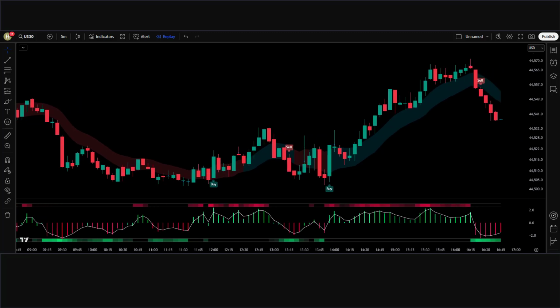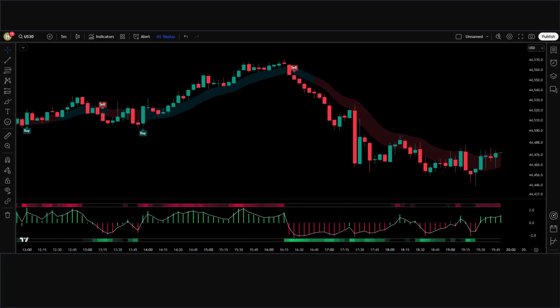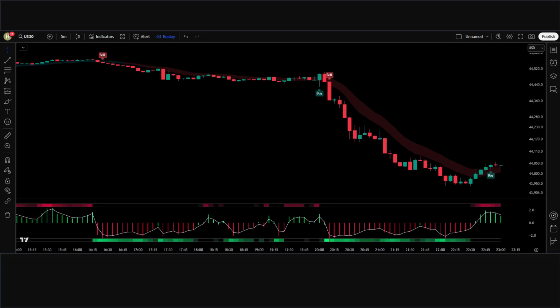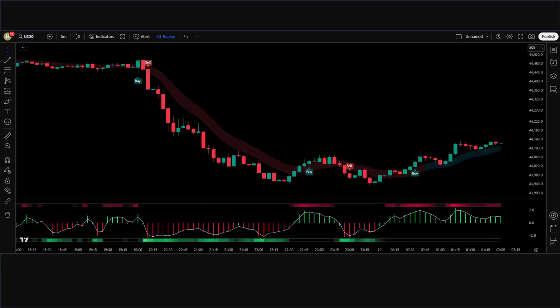Whether you're a beginner or an experienced trader, understanding this tool will give you a sharper edge in navigating the markets. Don't miss out on this essential trading technique.